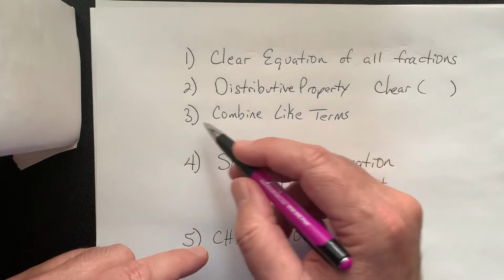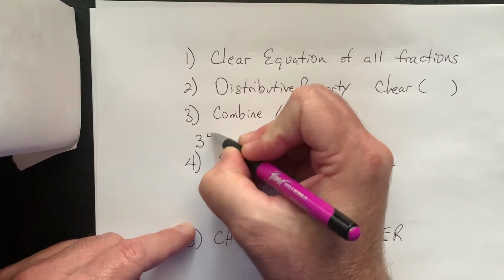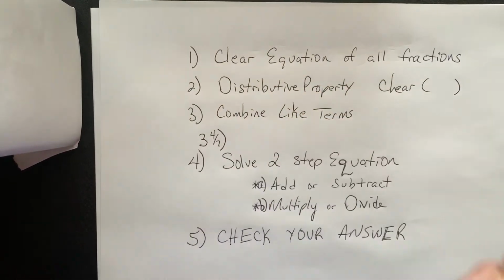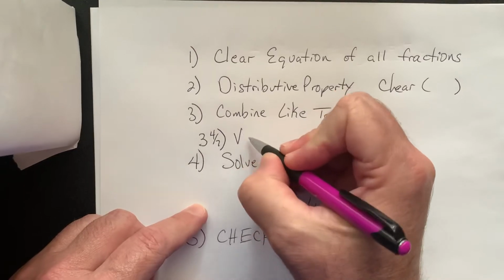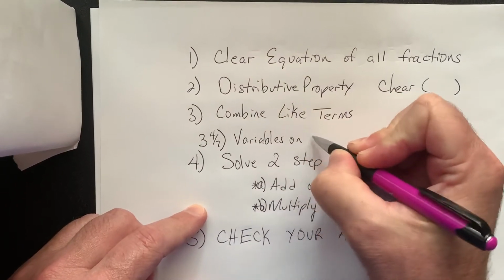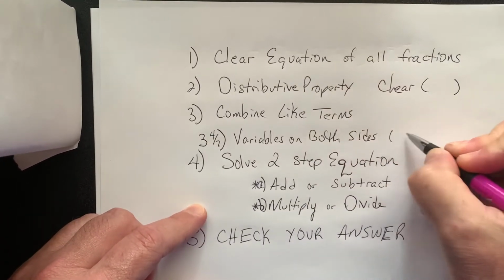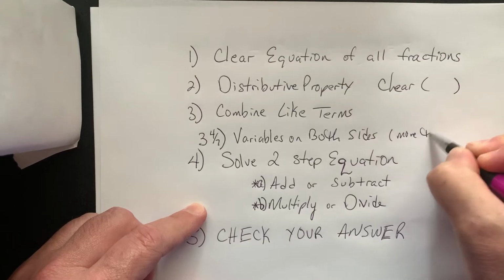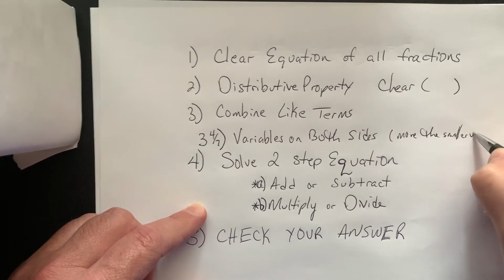Now, notice a little space right here. This is our new part. We're going to call this step 3 4/7. All right, 3 4/7. So we're going to combine like terms. Then what you're going to have is variables on both sides of the equation. Variables on both sides. That's right. Which means move the smaller variable. Okay? We talked about that last week.